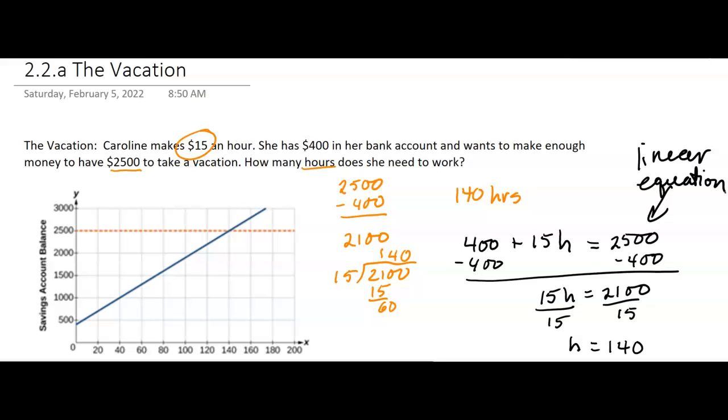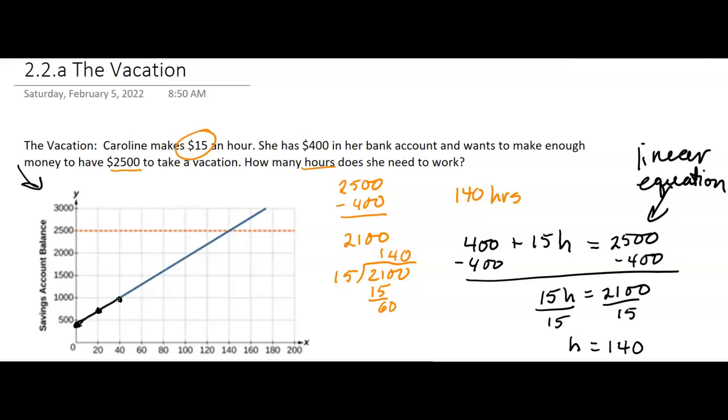Now, I've kind of ignored this picture over here, but there's a graph of what's going on. Here she is. She hasn't worked any hours, and she already has $400. And as she works 1 hour, she gets 15 more. As she works 20 hours, that'd be another $300, so she'd be up to $700. If she works another 20, that'd be another 300, so she'd be up to 1,000.